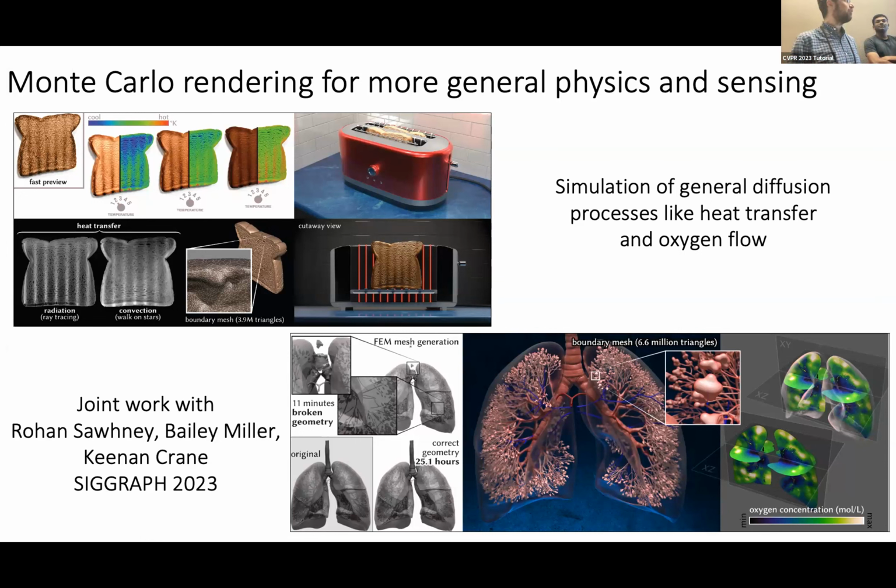In fact, we have a couple of papers coming up at SIGGRAPH 2023 with Rohan Sawhney, my student Bailey Miller, and Keenan Crane, where we show exactly that. We can generalize a lot of these algorithms that we use for Monte Carlo rendering of images to solve problems such as diffusive heat transfer, oxygen flow, and other physical problems that are described by, in this case, Laplace, Poisson, and screened Poisson PDEs.